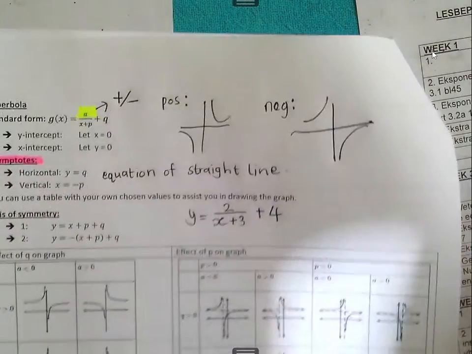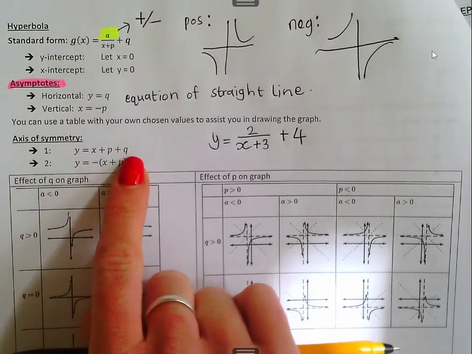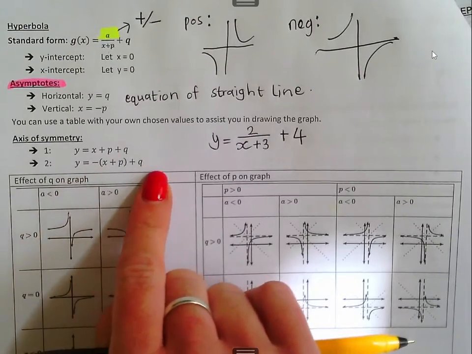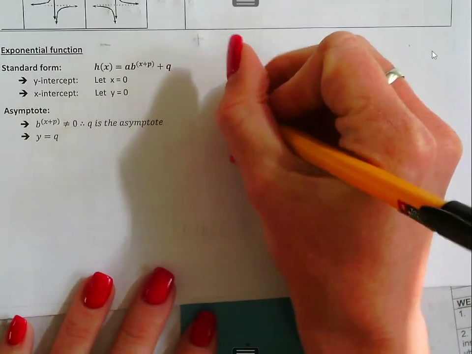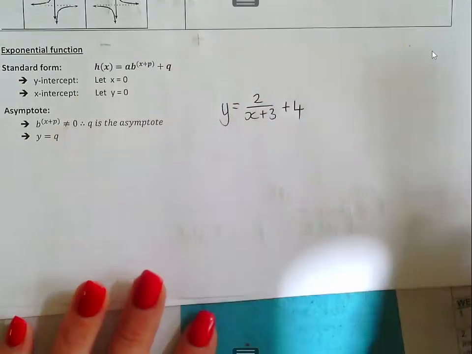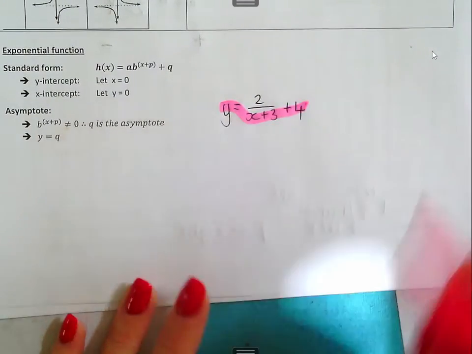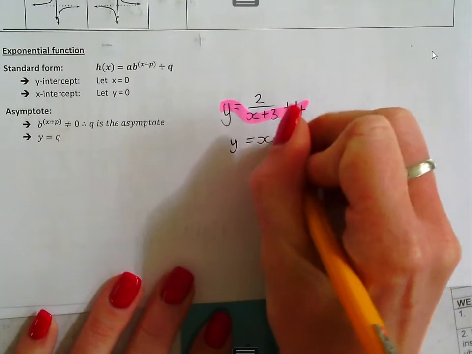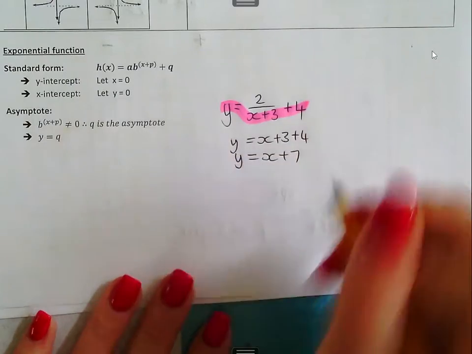Okay. Now to get the axis of symmetry, the one is going to be y equal to x plus p plus q. And the second one will be y equal to minus x plus p in brackets plus q. Now let me show you where this comes from. This is the equation y equal to 2 over x plus 3 plus 4. It's the one I wrote there at the top. So the axis of symmetry is everything without the a value. There you have the first equation. Y equal to x plus 3 plus 4, which means it's y equal to x plus 7. That was easy, ne?